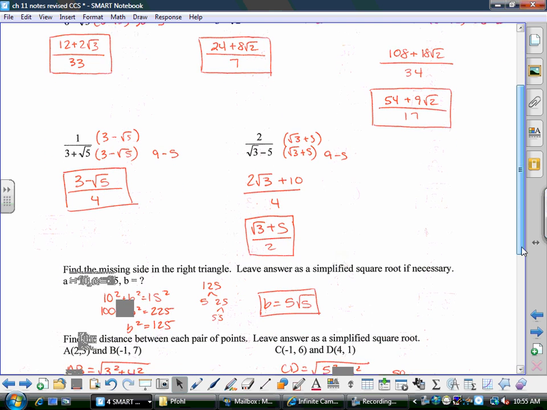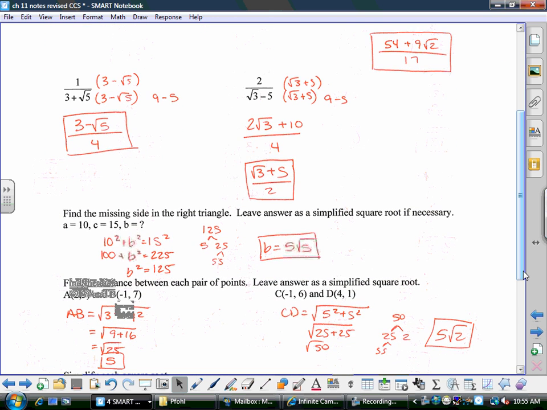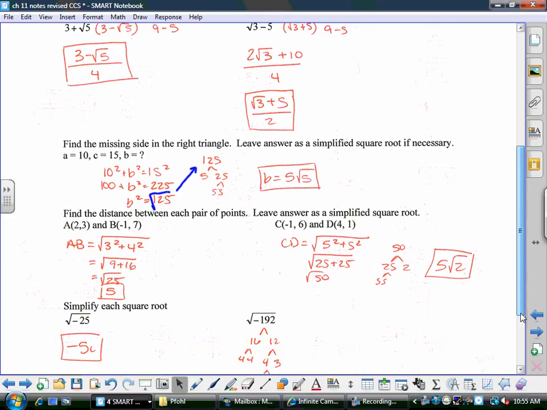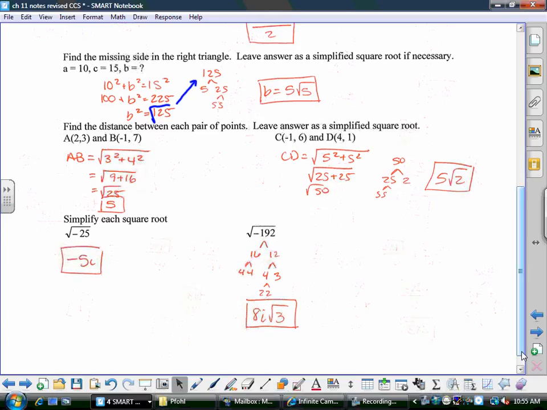Below that, finding the missing side of the triangle, the missing side ends up being the square root of 125, but you have to break apart the square root of 125, and your reduced, simplified answer is 5 square root 5. Distance formula, when you make your little triangle, one side is 3, the other side is 4. You're looking for the hypotenuse, which is the distance. On that one, it is 5.